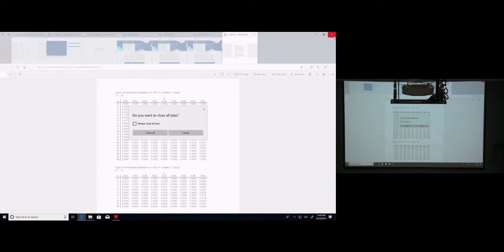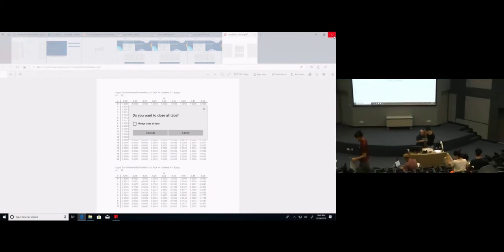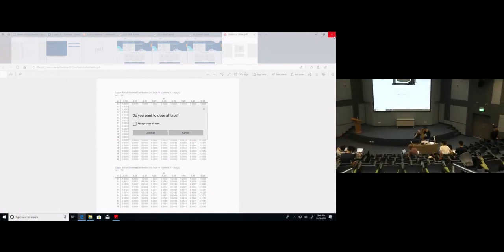Like, why for this one, right? Why do we need to do the continuity correction? Oh, because the original thing is also discrete.